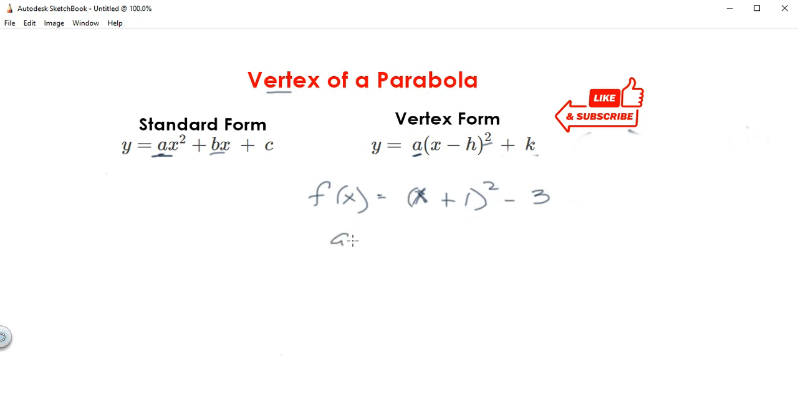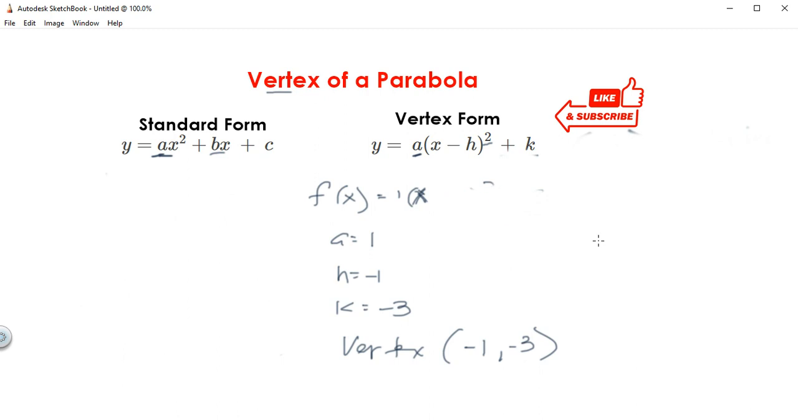So therefore, your a here is equal to 1, that number that you don't see is technically 1. And then your h, so that's a minus h. You see a plus 1, so therefore your h must be negative 1. It's the opposite of what you see inside because of that minus sign. And then your k will be negative 3, because it's plus k. So therefore your vertex for this problem is just going to be negative 1 comma negative 3. That's pretty much it if you're given a vertex form of equation.